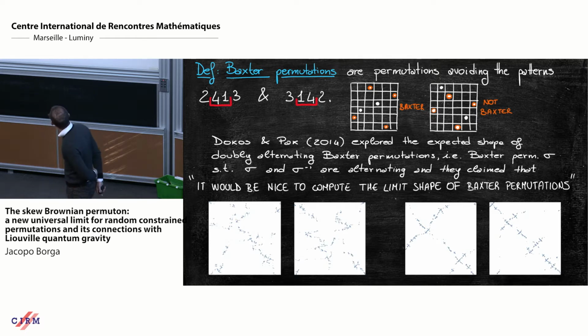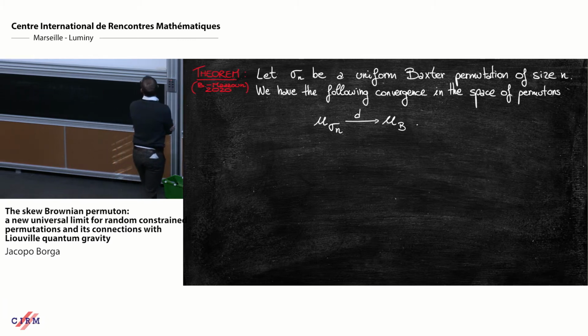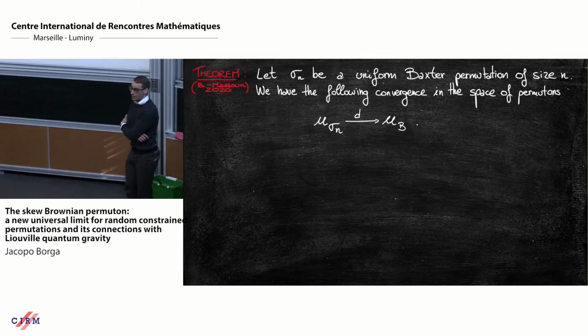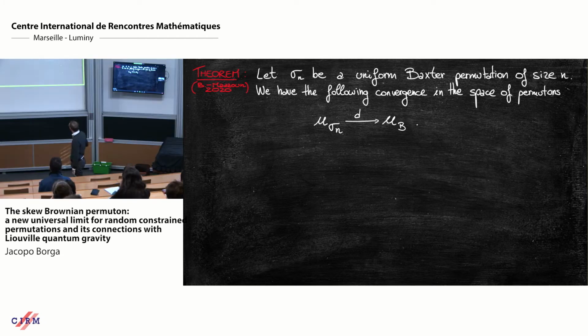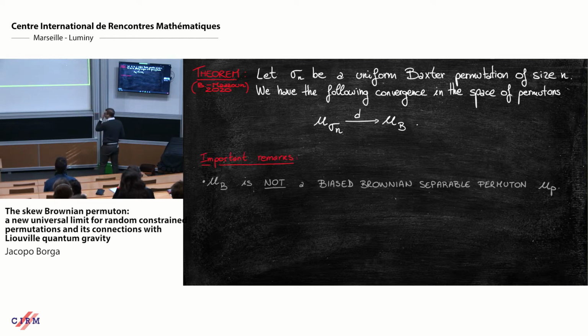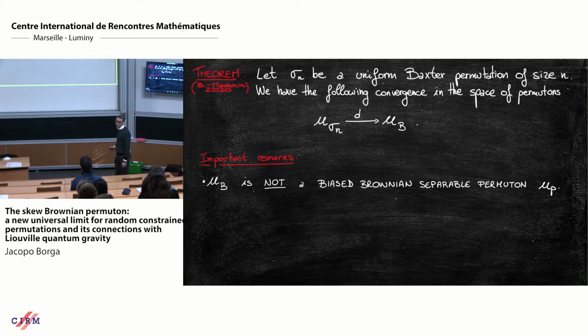So what we did with Mikkel is to prove what the permuton limit is. And we are not taking expectation. It's really a scaling limit result. So mu B is a random object. It's the scaling limit of a uniform random Baxter permutation. And what we show is that the Baxter permuton is not the biased separable permuton for any choice of p between 0 and 1.